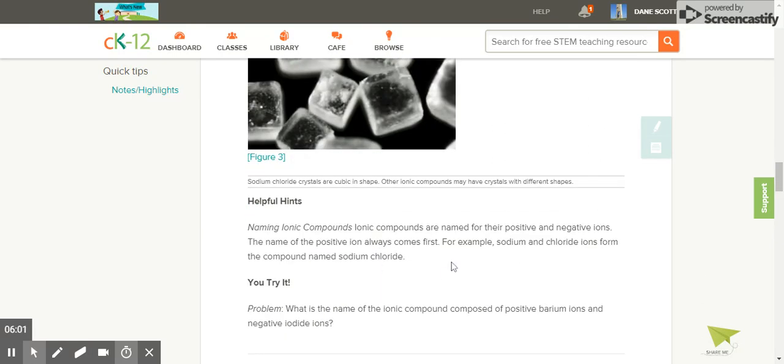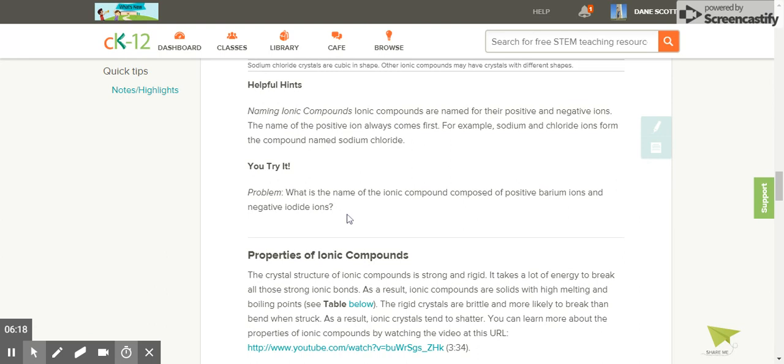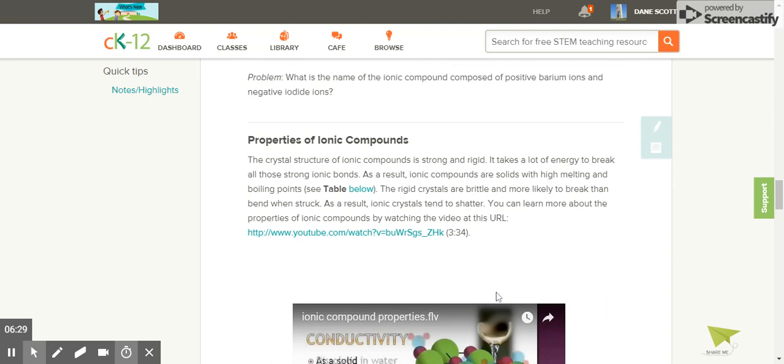Naming ionic compounds. Ionic compounds are named for their positive and negative ions. The name of the positive ion always comes first. For example, sodium and chloride ions form the compound named sodium chloride, also known as table salt. You try it. What is the name of the ionic compound composed of positive barium ions and negative iodide ions? Answer: barium iodide.